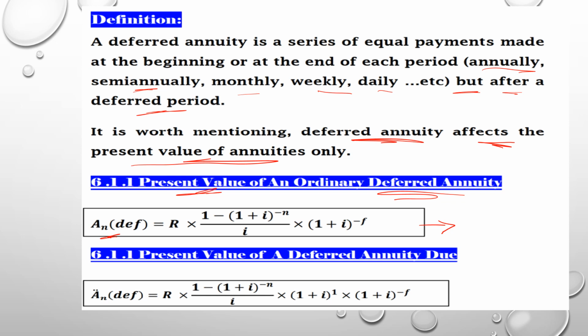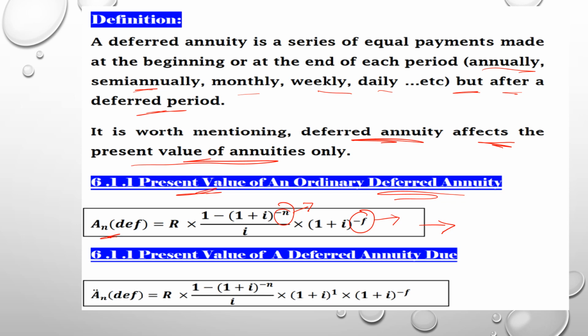The present value of a deferred annuity due is R times (1 minus (1 plus i) to the power minus n) over i, times (1 plus i), times (1 plus i) to the power minus f. So what is the difference between minus n and minus f? Minus n is the number of the payments, or the equal payments, but f is the deferment, the number of deferment periods.